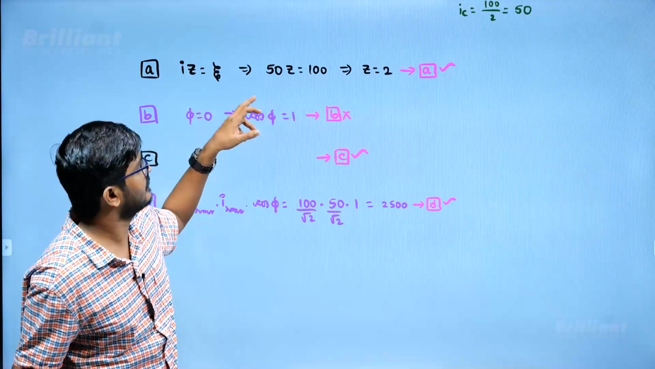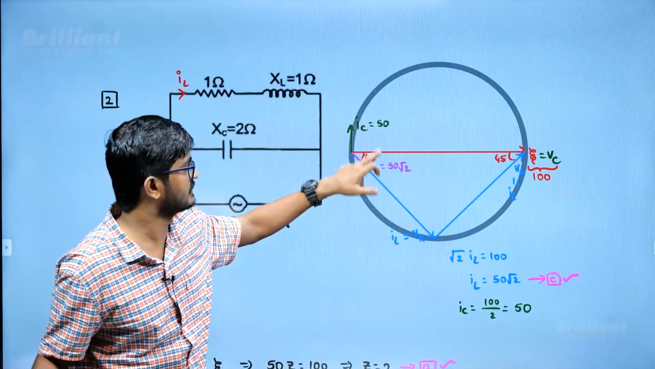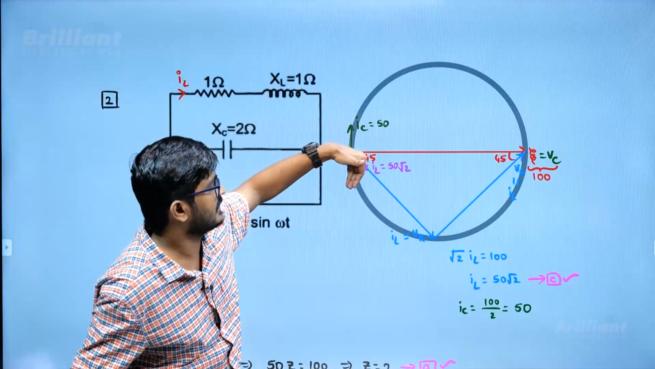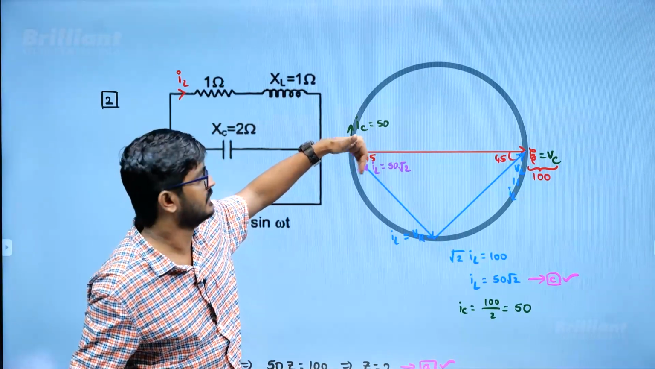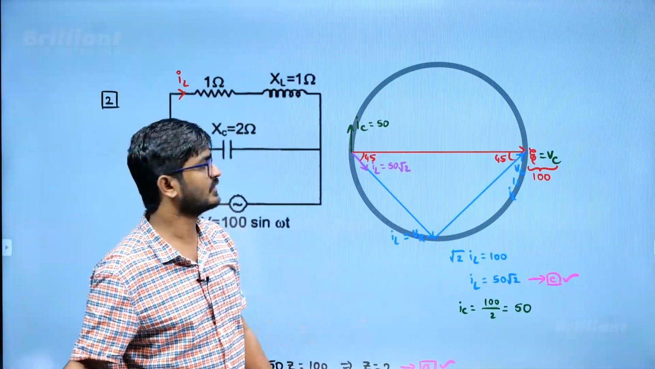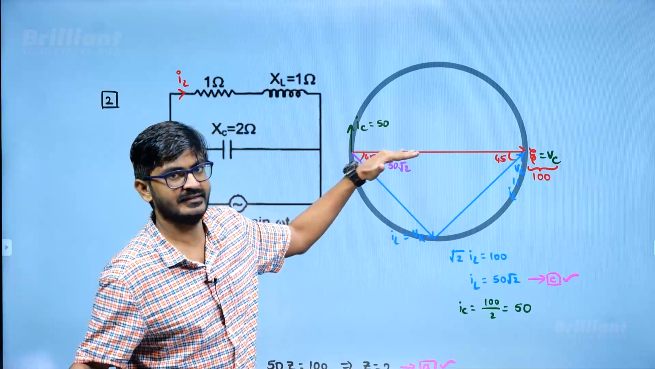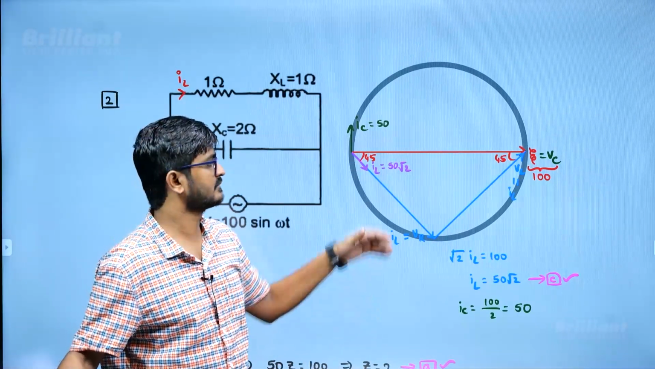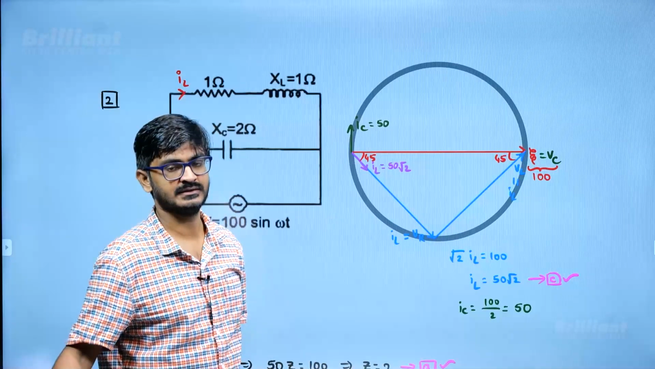Now how much is the total current? How to calculate that? That is the vector addition of these two. Now this is 50 root 2. When I resolve it, I get a vertical component of 50 and a horizontal component of 50. So this vertical component and this vertical component will get cancelled. So the equivalent current is going to be 50 ampere, and that is in phase with the source voltage. Right? Maximum value is 50 ampere.